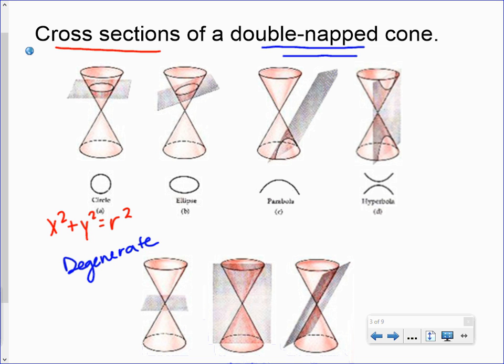I kind of talked about this with the Pythagorean theorem. This is the equation of a circle. What's special about all of those circles, x squared plus y squared equals r squared? They're all where? They're centered at the origin. Okay, they're all centered at the origin.